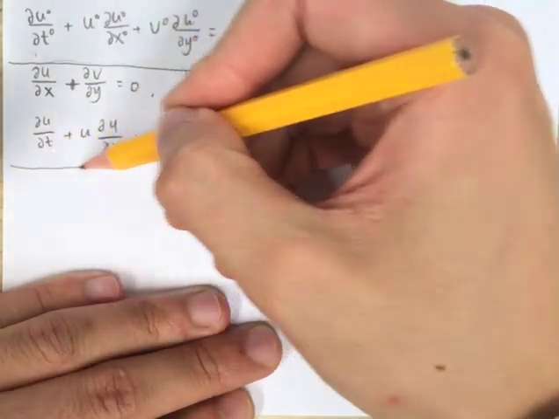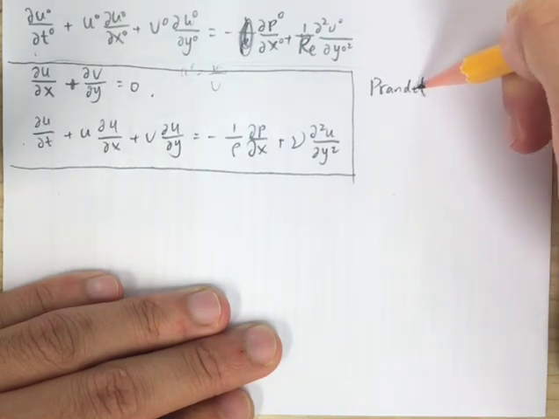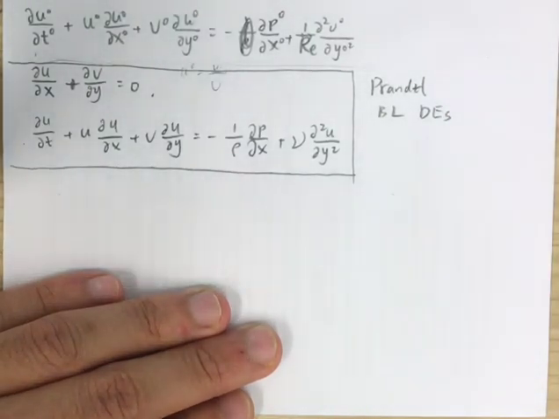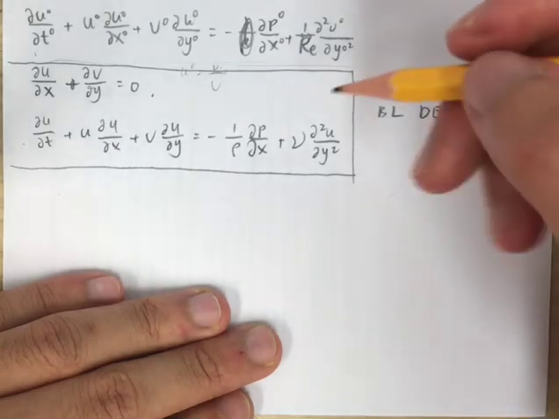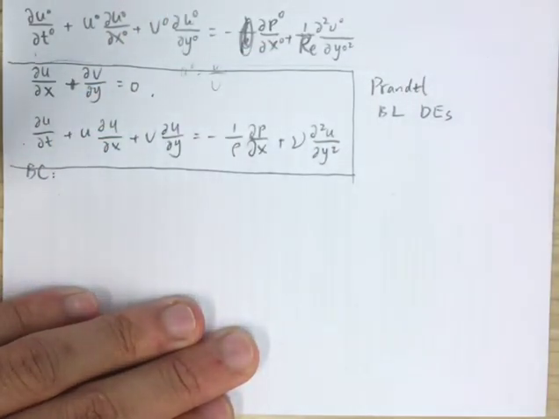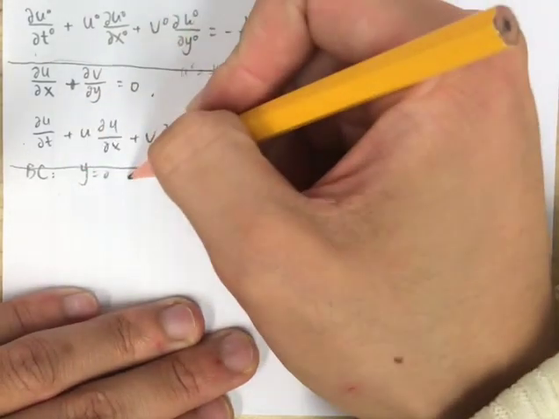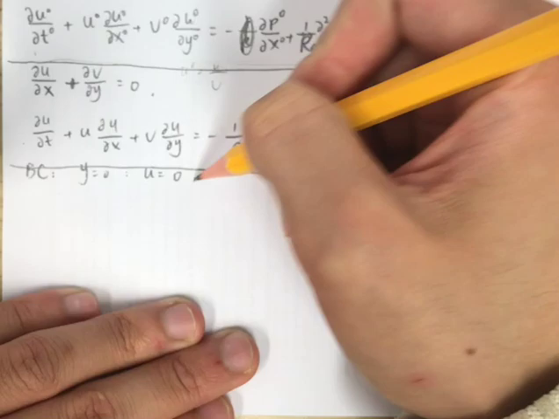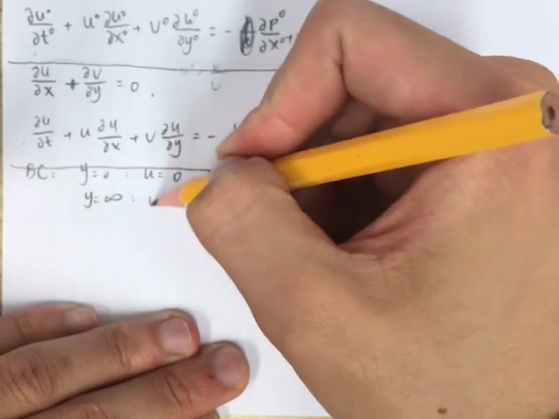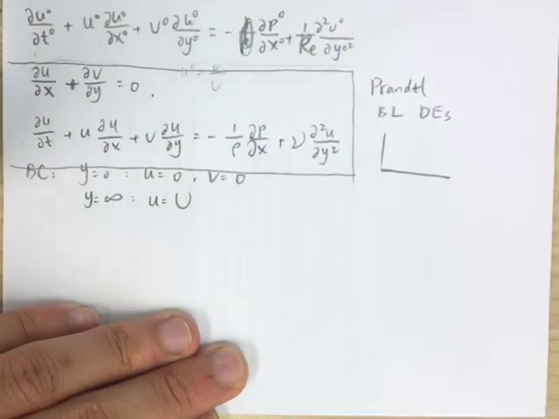Okay, basically this is our result. The two equations combined, we can call it the Prandtl boundary layer differential equations, together with the boundary conditions. What will be the boundary conditions? When y equals 0, our velocity will be 0. Also, u will be 0. And at y equals infinity, our velocity won't be affected by the boundary, so it will be the same as the mainstream velocity, right?